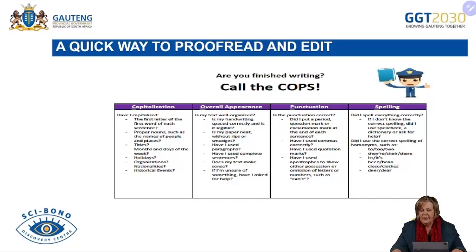Did I use the correct spelling of homonyms such as to, too and two, there and their, it's and its, been and bean, close and close, dear and deer? Grade 12s, these are just a few of the possible words that you can misuse or use wrongly. But we will get to that in more detail a little later.